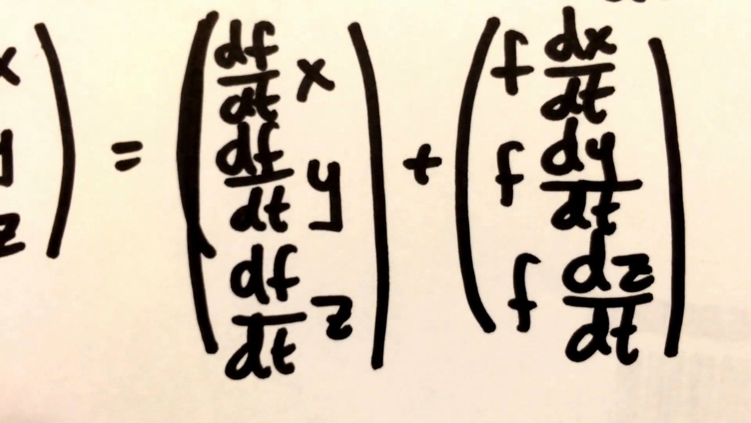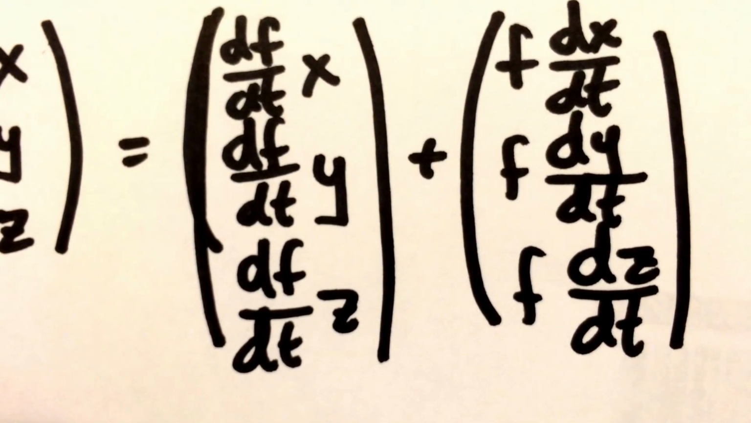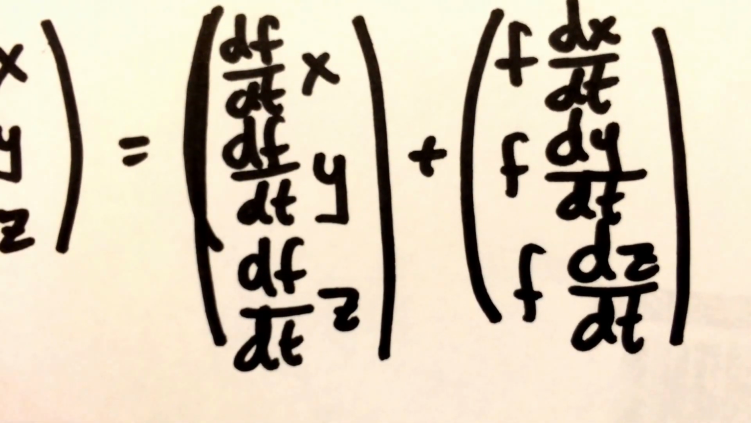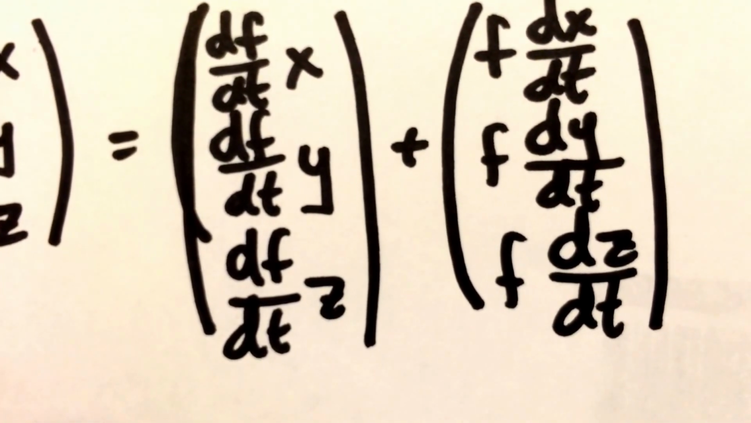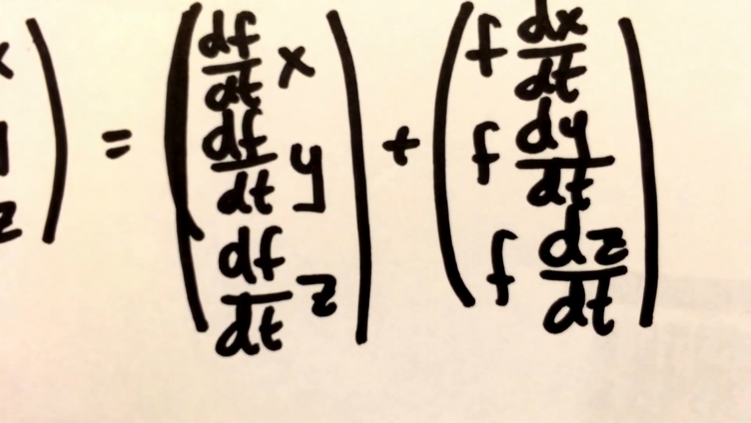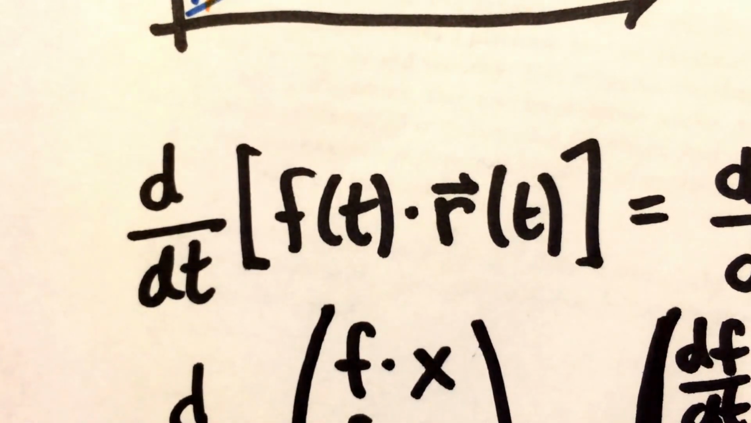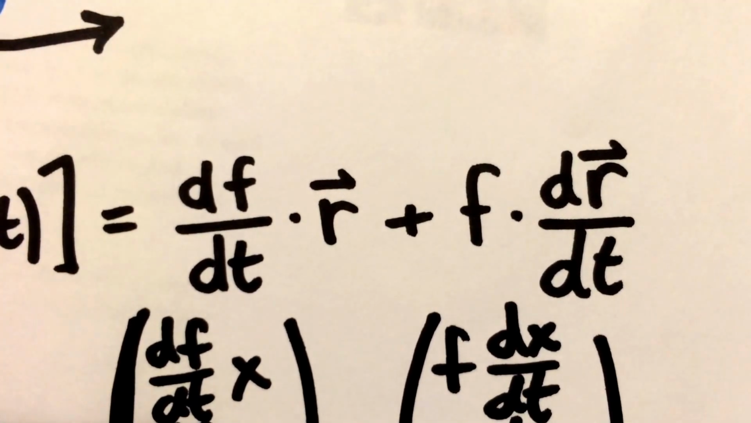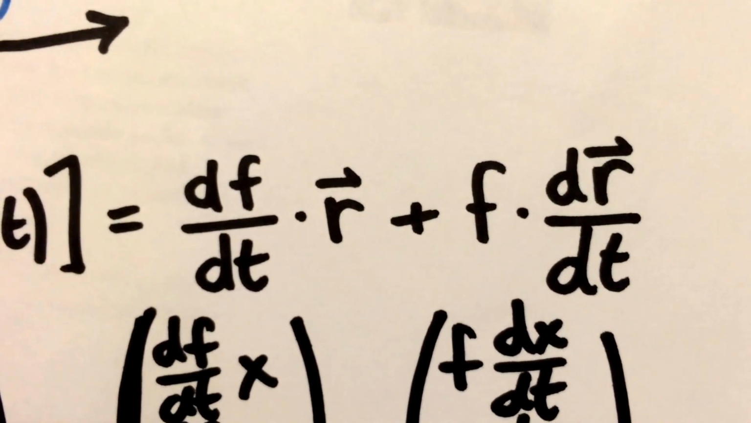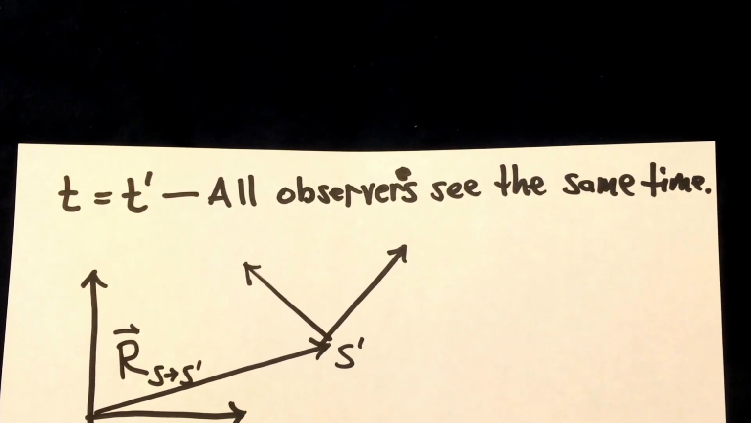So the first column vector on the left just has the time derivative of f in it multiplied by the x, y, and z components. And then the second vector is just the number f times the time derivatives of each of the components of the vector. And so it turns out that the time derivative of the product of a scalar with a vector is just equal to the time derivative of that scalar times the vector plus the scalar times the time derivative of that vector.